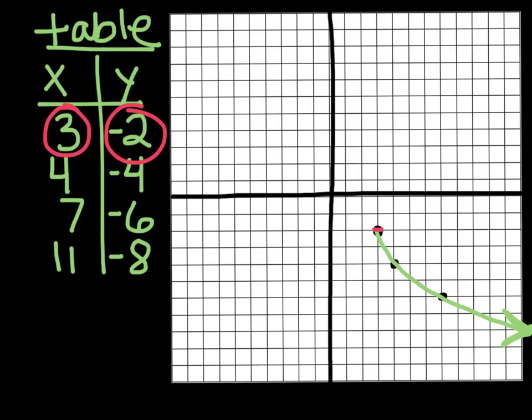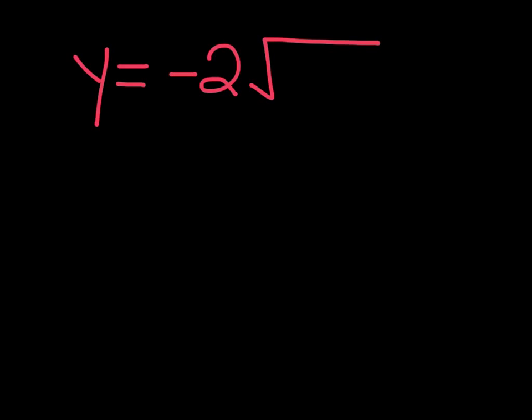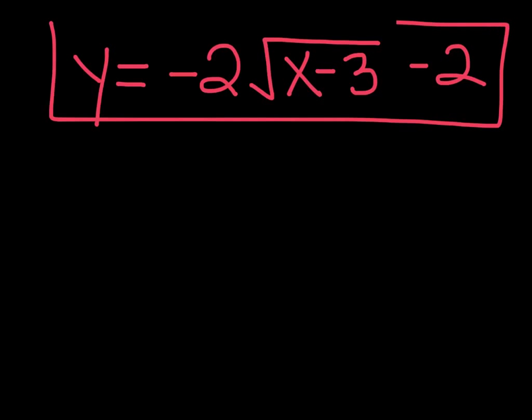From our endpoint, if we go over 1, we're going to be going down 2. So that means that a is -2. So we now know h, k, and a, and we're going to use those to write the equation. Y equals, our a is -2. We have the square root. Our h was right 3 units, so we're going to say x, remember it's minus h, so x minus 3, and then down 2 units, so -2. So there's your equation. Easy peasy.